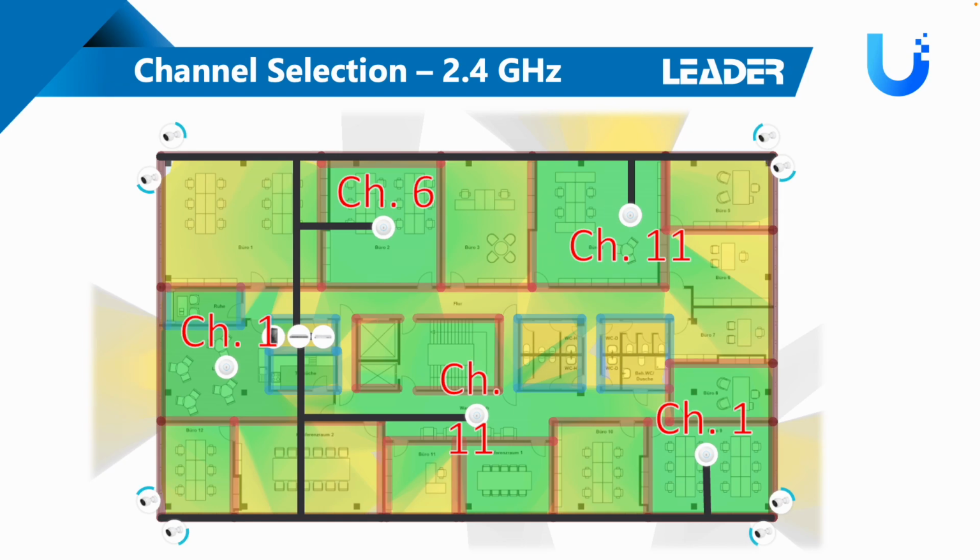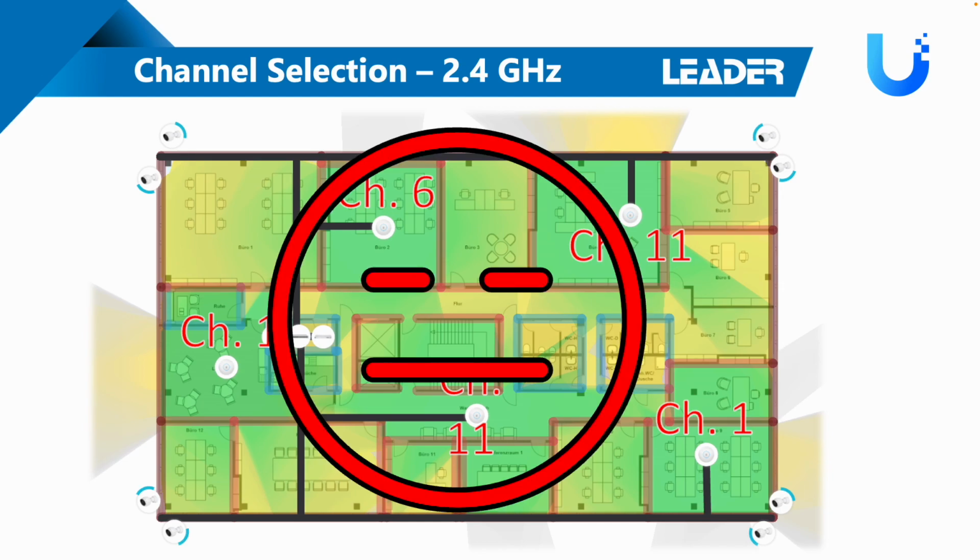So it doesn't quite get the pass, it gets a frowny face from my side, but this is very common in the 2.4 gigahertz space, where we don't have enough channels available in order to have an environment that is completely non-overlapping. So no real way to get past this. That is why we are generally recommending to only use 2.4 gigahertz for your IoT devices at this point.